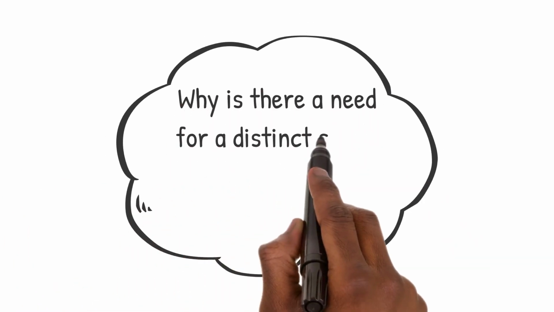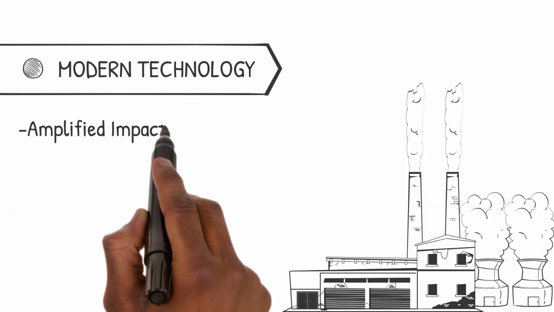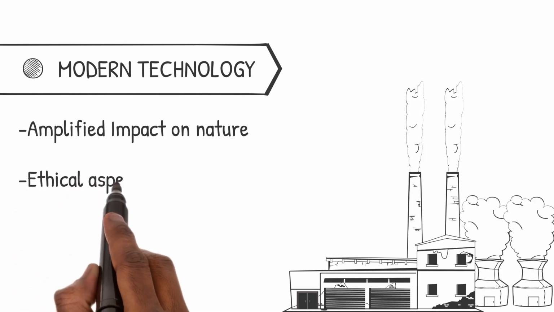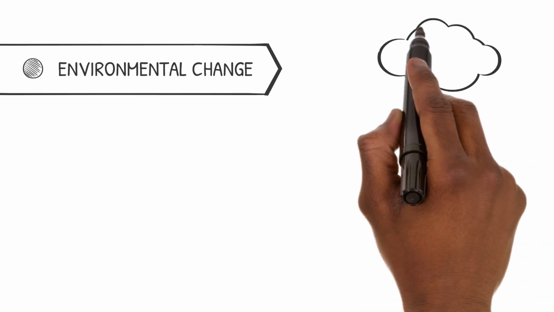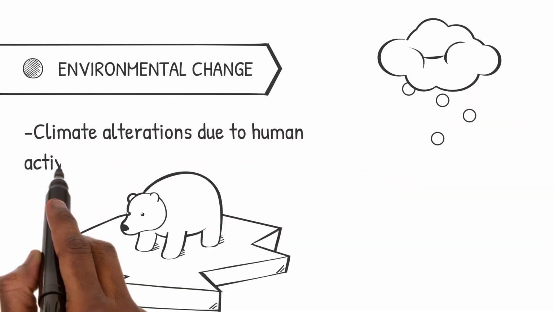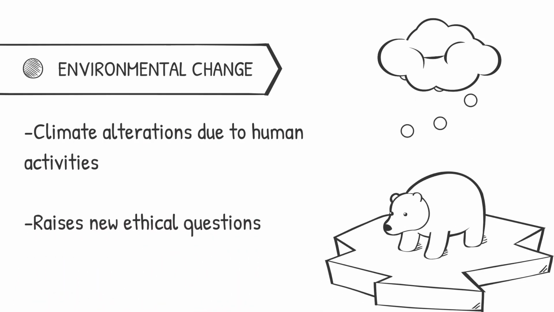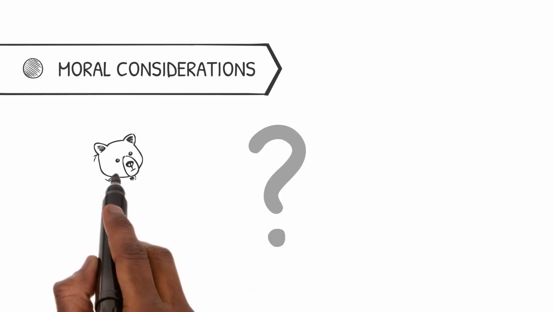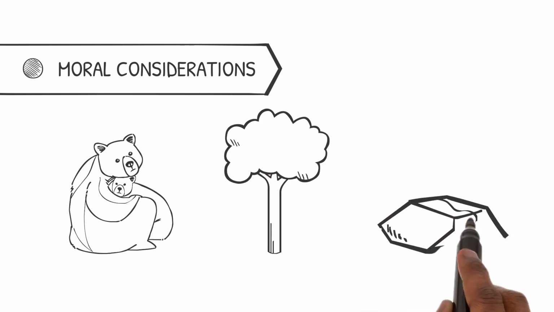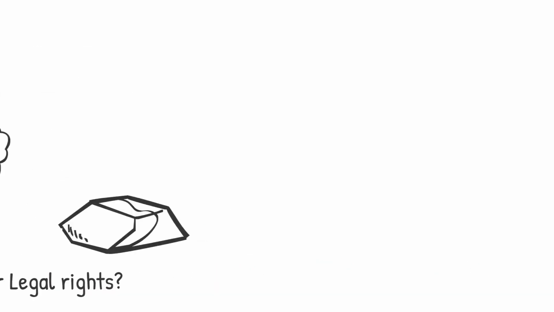Why is there a need for a distinct set of environmental ethics? Three reasons stand out. Firstly, modern technology has amplified our impact on nature, prompting us to consider the ethical aspects of these effects. Secondly, our growing understanding of environmental changes, like climate alterations due to human activities, raises new ethical questions. Lastly, our moral considerations are expanding. We are now questioning if entities like animals, trees, or even rocks deserve moral and legal rights. This shift in perspective is vital for forming a more inclusive and responsible approach towards the environment.